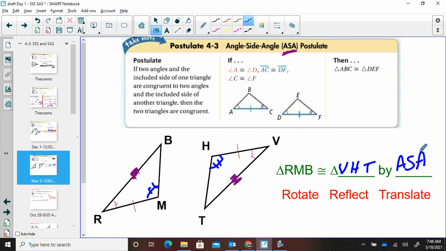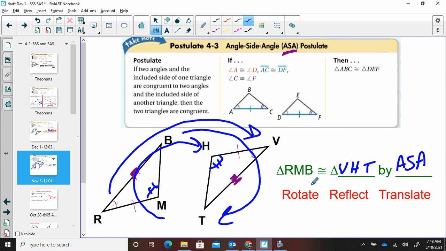Now, did we rotate, reflect, or translate? Well, to reflect it, I don't think so. But if I rotated this, if I brought this, that would rotate there. That would rotate there, and that would rotate there. We did a rotation. And when you rotate or reflect or translate is just shift, the triangle doesn't change its shape.